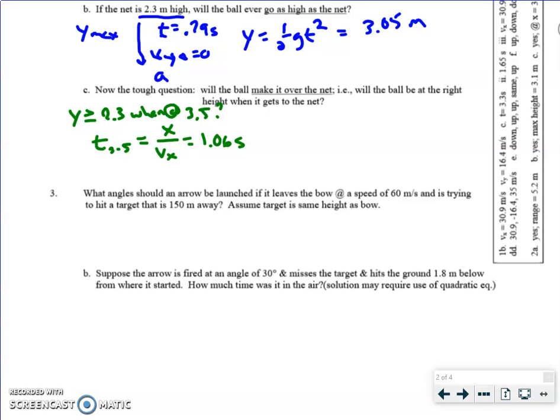Once I figure out it takes 1.06 seconds to get there, now I can solve for the height at 1.06 seconds. In that case, I cannot say the final velocity at the peak is 0. I have to use v naught t minus 1/2 g t squared. When I plug in the numbers, I'll let you plug that in, I get a height of 2.69 meters, which is taller than the net. So yes, it makes it over.